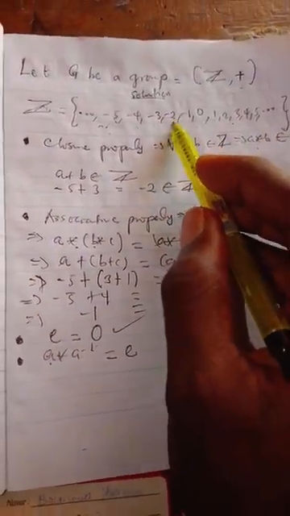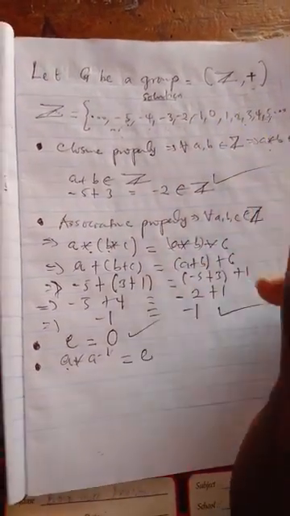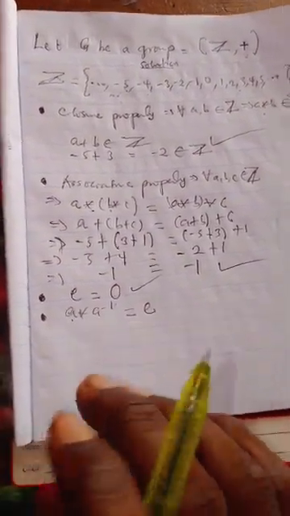Inverse of minus 2. Minus 2 plus 2 will give us 0. Inverse of minus 1. Minus 1 plus 1 will give us 0. Are you following me now? So let me just quickly do something now.